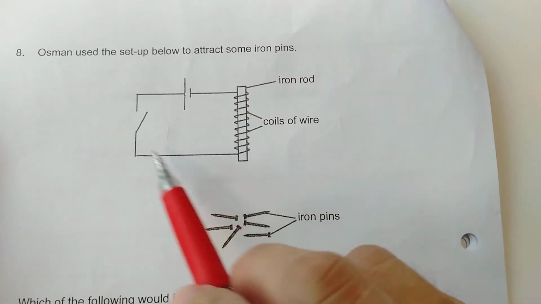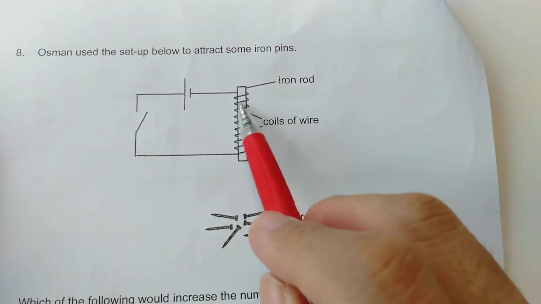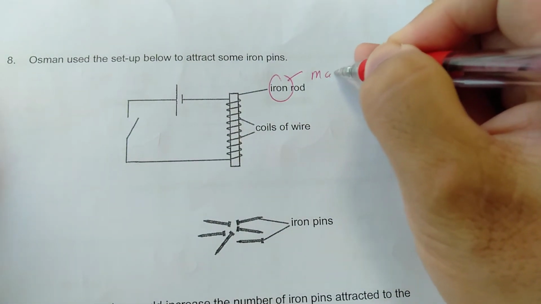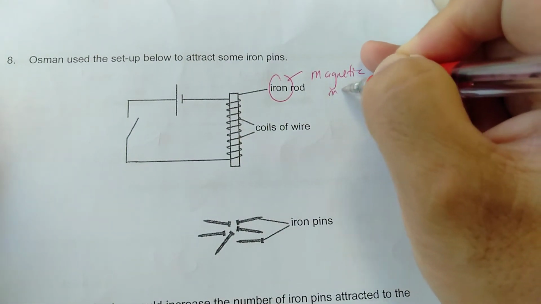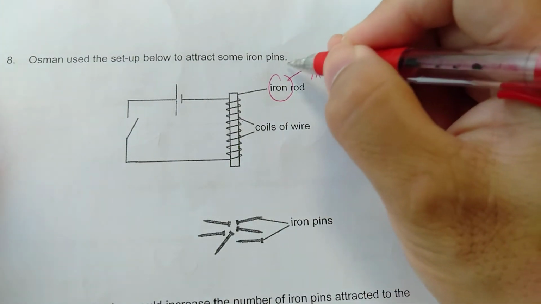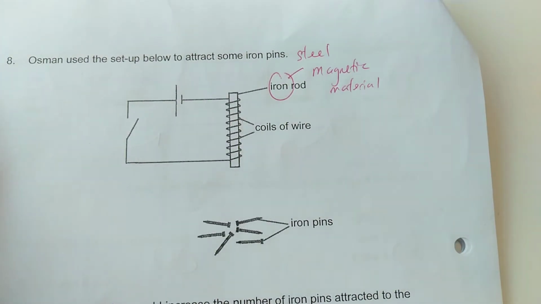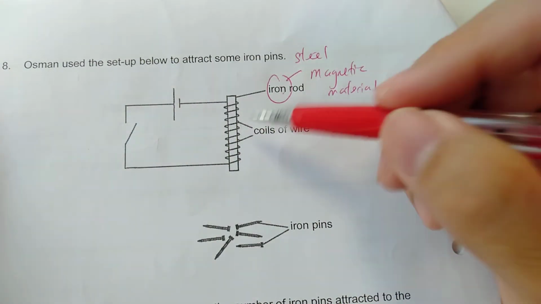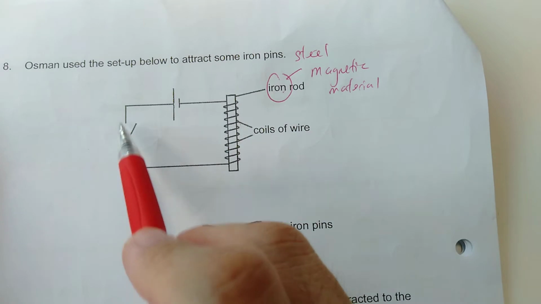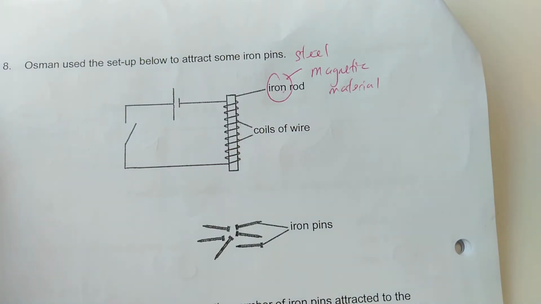This is an electromagnet. You can see coils around an iron rod. Why is it iron? Because iron is a magnetic material. What is another magnetic material? Steel is another magnetic material. Either one of these materials can be used. Place coil wires around it, close the switch, and ta-da, it becomes an electromagnet. Okay?